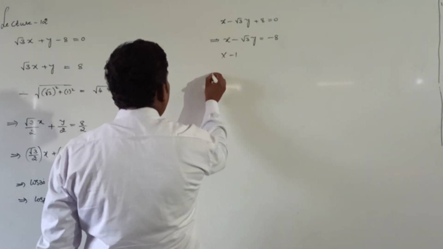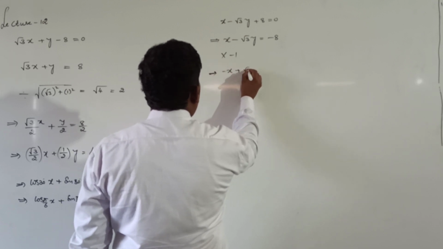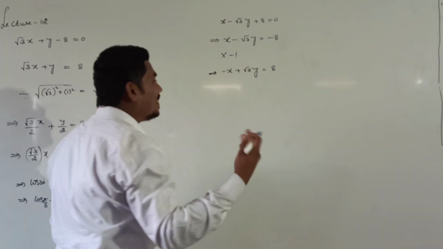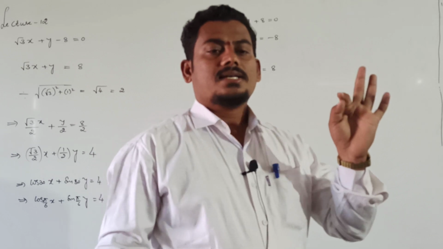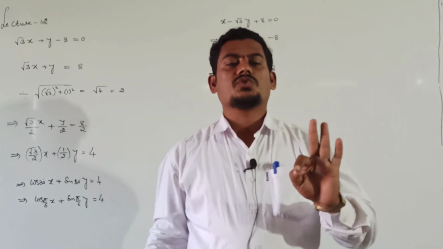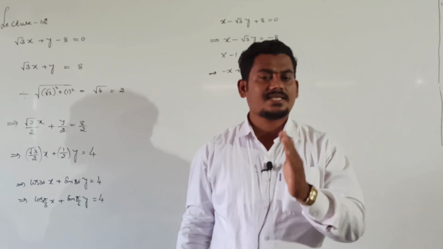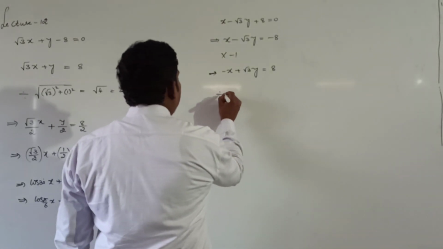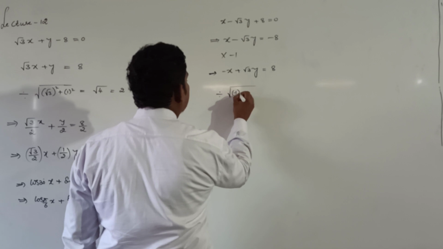Multiplying with minus 1 throughout the equation, it will be minus x plus root 3y, that's equal to 8. After that, what do we do? First, constant term send it to RHS. Second step, make the RHS expression positive. Why? Because the RHS expression represents a distance. Distance can never be negative.